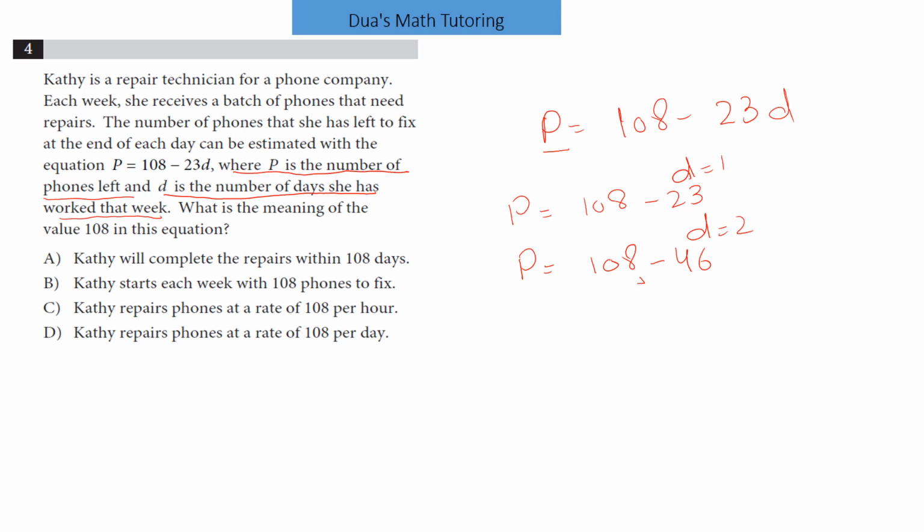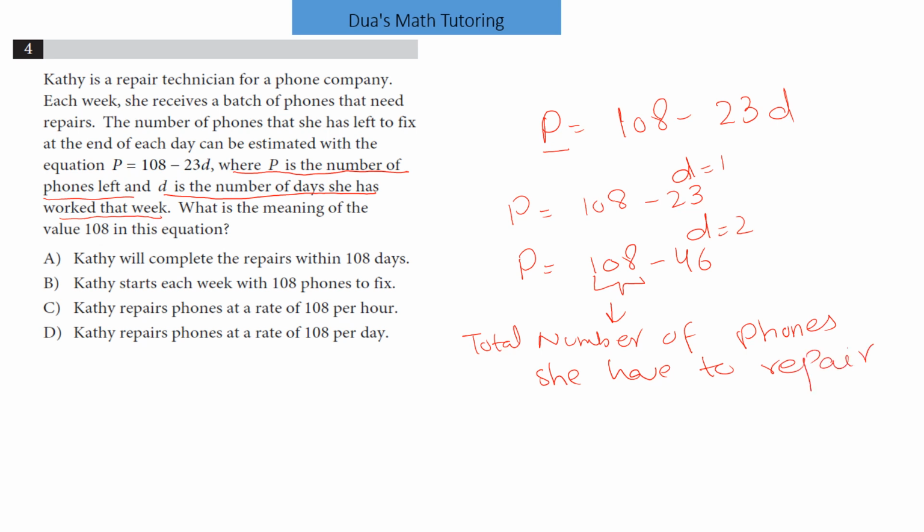So what value is representing this one? This is representing the total number of phones she needs to repair, the phones she has to repair at the start of each week. So our option B is the correct one. Katie starts each week with 108 phones to fix.